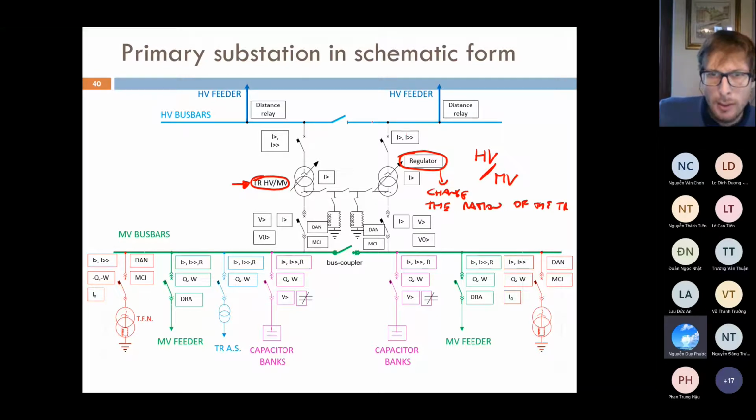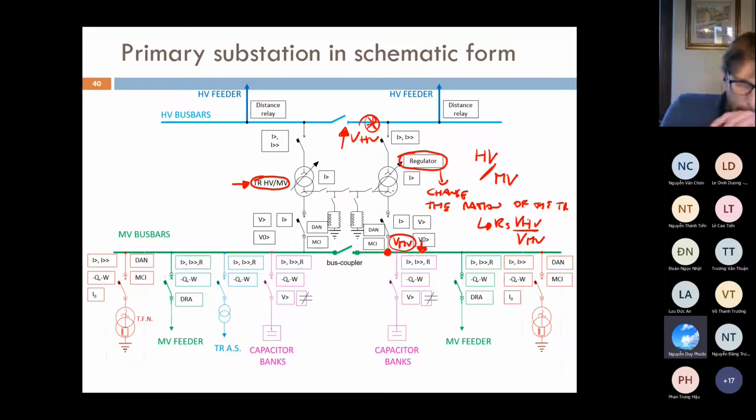so that you can adapt the voltage you have here, VHV, with the voltage you have here, VMV. So changing the ratio, you can change the ratio between the VHV and the VMV. Basically, if you have a high voltage here, you can use the regulator to keep this value constant, so to reduce the voltage level here, and vice versa. Look, all the elements, all the devices in the primary substations are in couples. In a single primary substation you have one transformer here and another here.